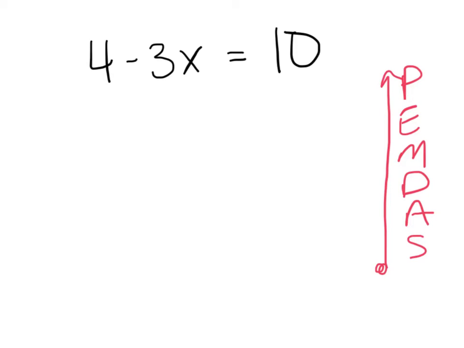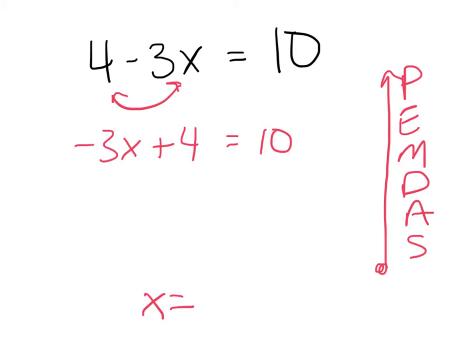But I'm going to first get my x where I want it. I want x equals. This is 4 minus 3x. So let's go ahead and rewrite the problem so that x is on the left side. When I rewrite the problem, I get minus 3x plus 4 equals 10.